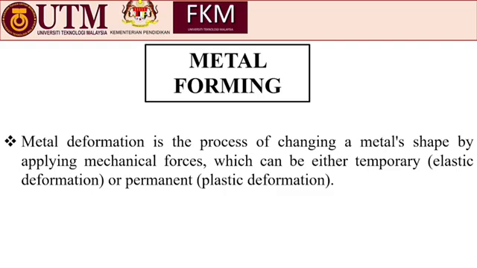So metal forming, but before that, what is metal? Basically, metal is a solid material which is typically hard, shiny, fusible and ductile with good electrical and thermal conductivity. For example, iron, gold, silver.